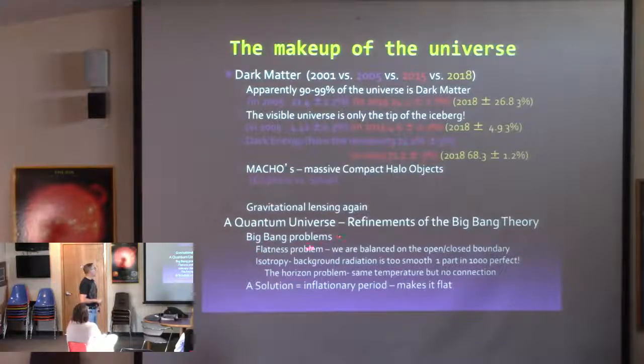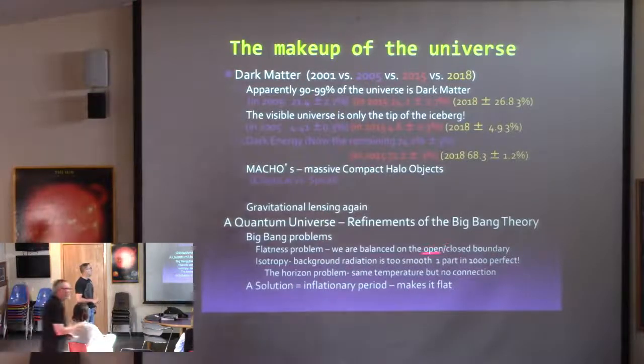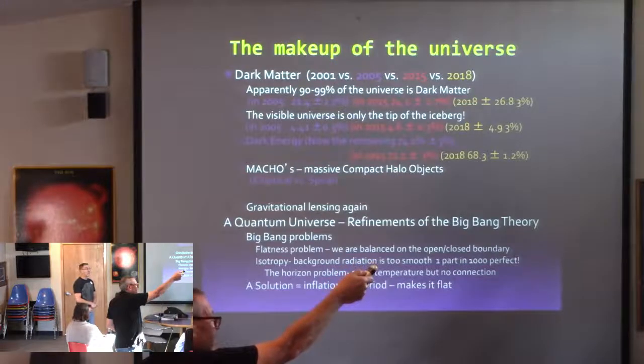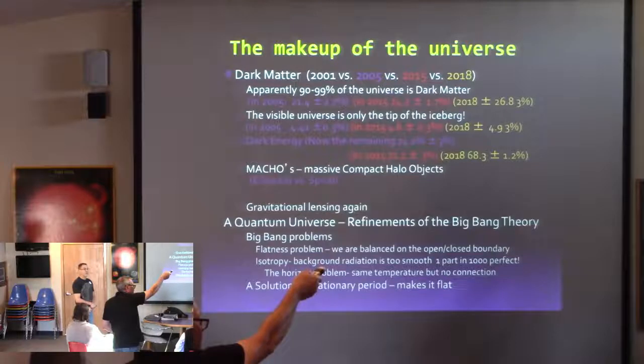So, looking at the Big Bang problems, how flat is the universe? We are very close to completely flat. The background radiation that we saw left over from the Big Bang is really uniform. From opposite sides of the sky, which is opposite sides of the universe, the temperatures are correct within 1 part to 1,000. That's really good. I mean, even nothing in this room is that uniform in temperature. I can guarantee it.